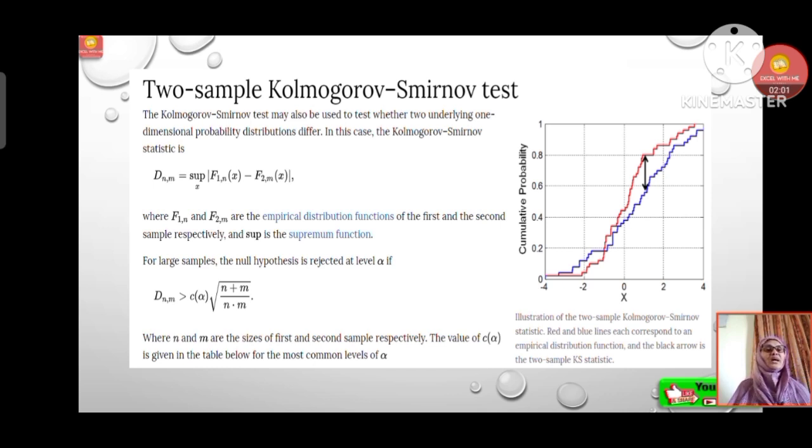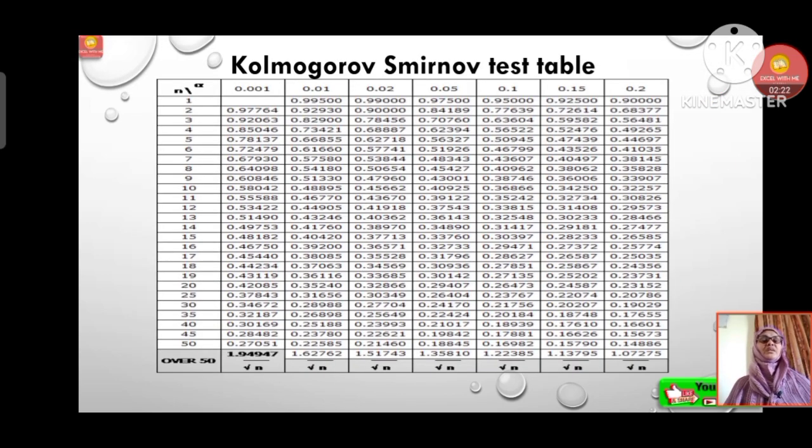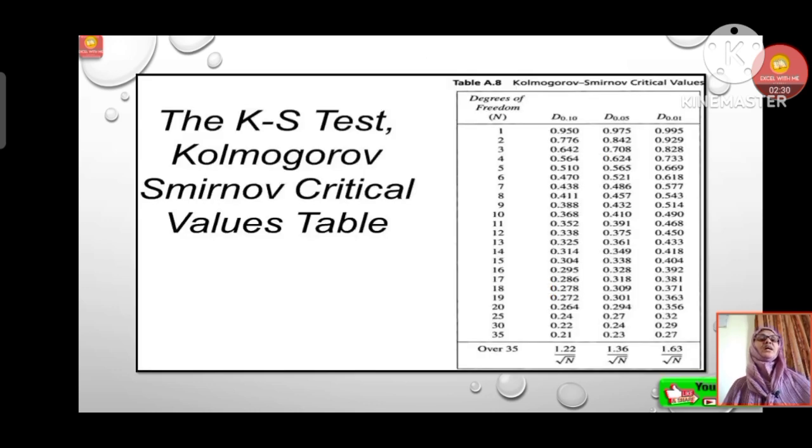Red and blue lines are given, each corresponding to an empirical distribution function, and the black arrow is the 2 sample KS statistic. You can see the graph here. This one is the KS statistic, the black arrow. You can see the KS test table here, out of which, after the calculation, we will decide whether to accept or reject the hypothesis. The KS test values are given here, again a table. You can see the table for that example. You can pause and see.